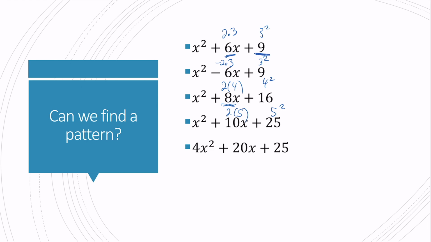These first ones are going to factor. If I find the factors of AC that add up to B, this first one factors into x plus 3 times x plus 3. My second one, the sign changes, but it's still x minus 3 times x minus 3. I could rewrite this as a perfect square.